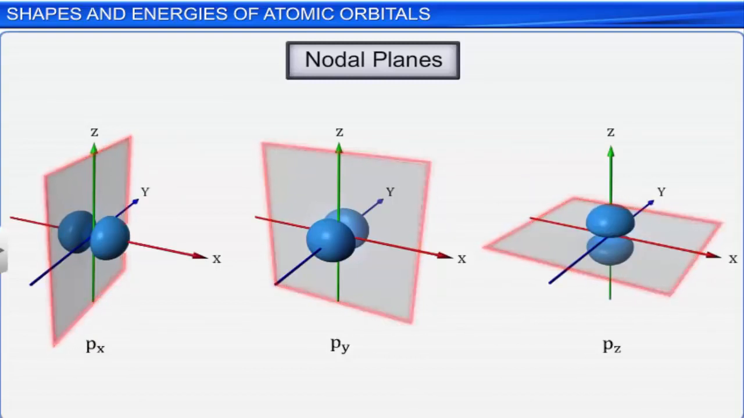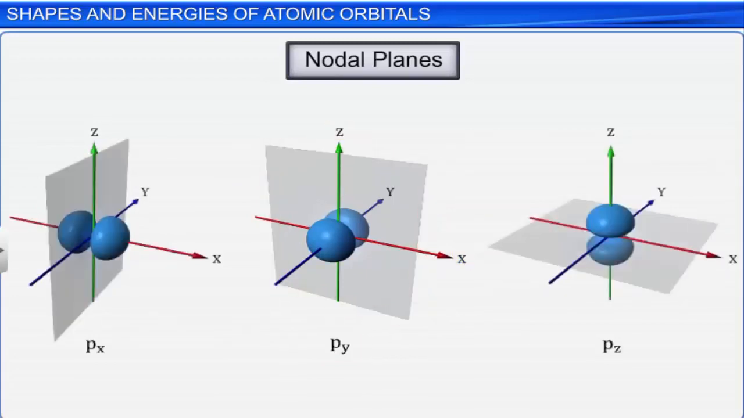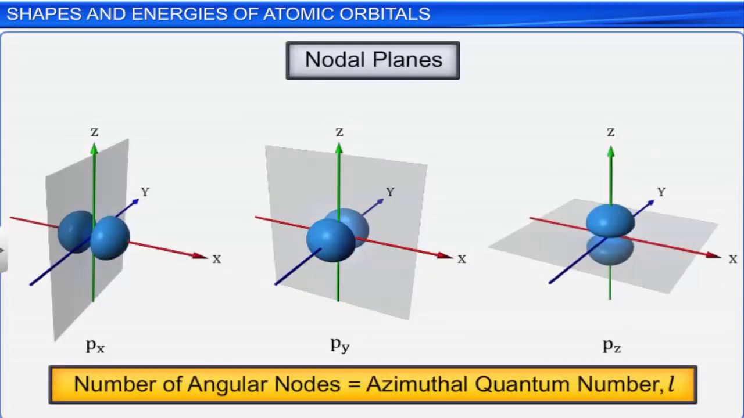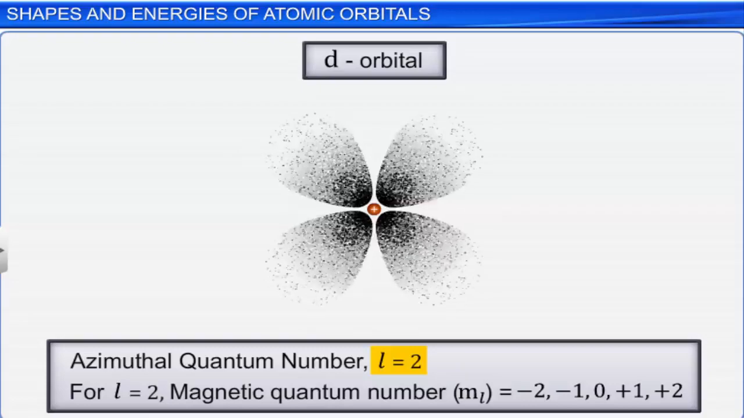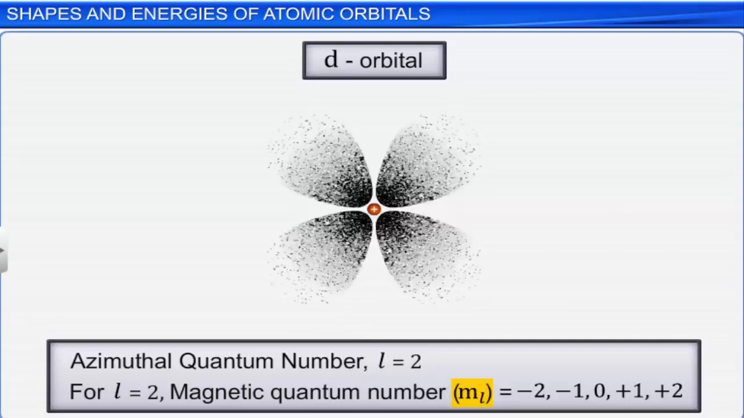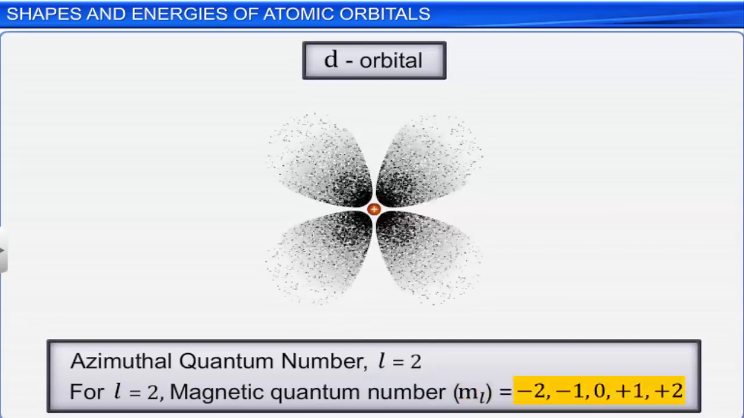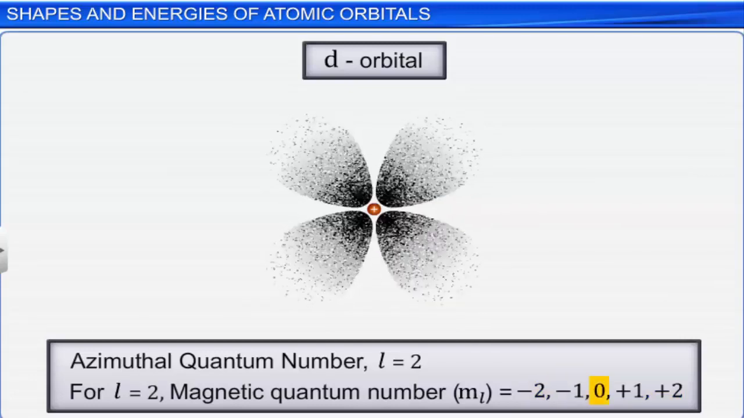Nodal plane is also called angular node, and the number of angular nodes for a p orbital is equal to the value of the azimuthal quantum number l. For the d orbital, the azimuthal quantum number l is equal to 2. Therefore, the number of possible orientations given by the magnetic quantum number ml is 5, corresponding to ml equal to -2, -1, 0, +1, +2.